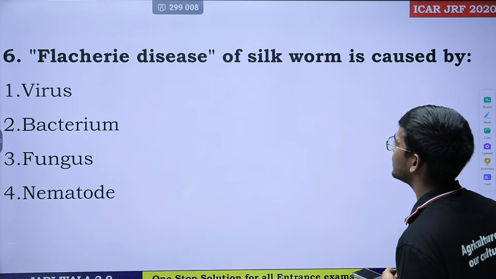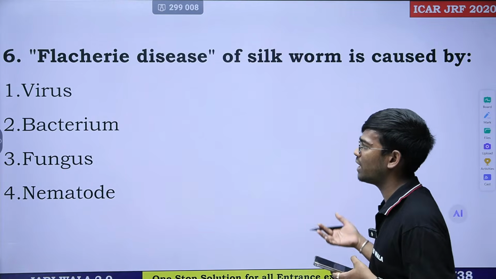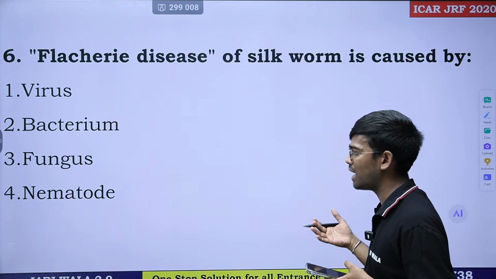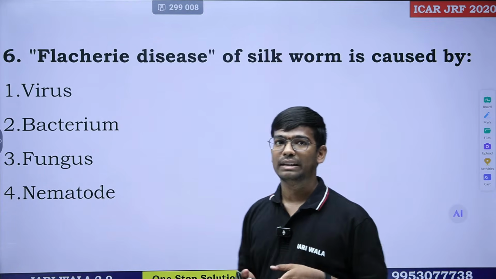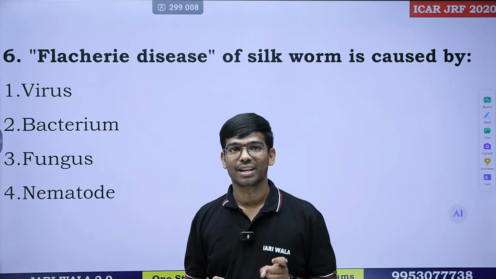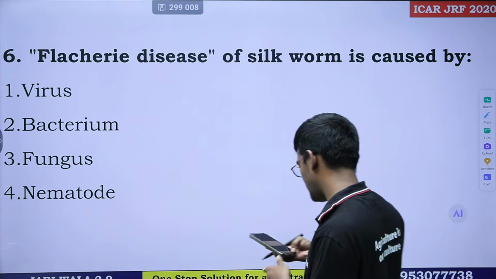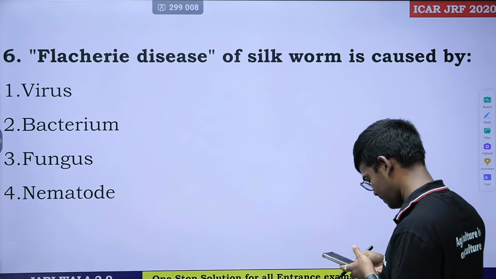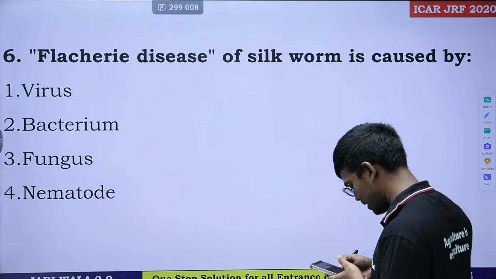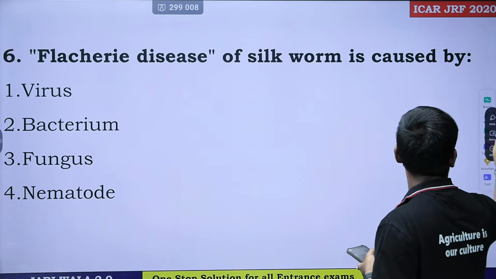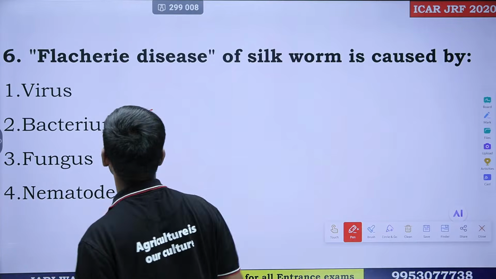And the next question: Flacherie disease of silkworm is caused by the, here we have four options: virus, bacterium, fungus and nematode. Flacherie disease is a bacterial disease, so the causal organism is bacteria here. Yes, Chaya responded it's 2. Bacterium.